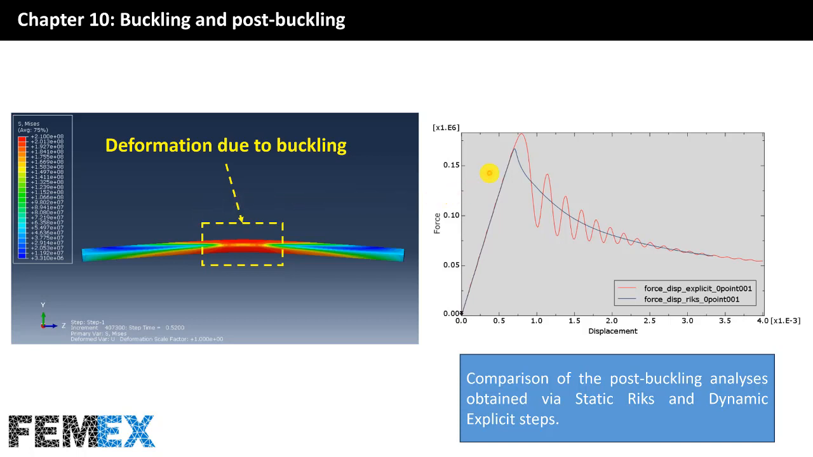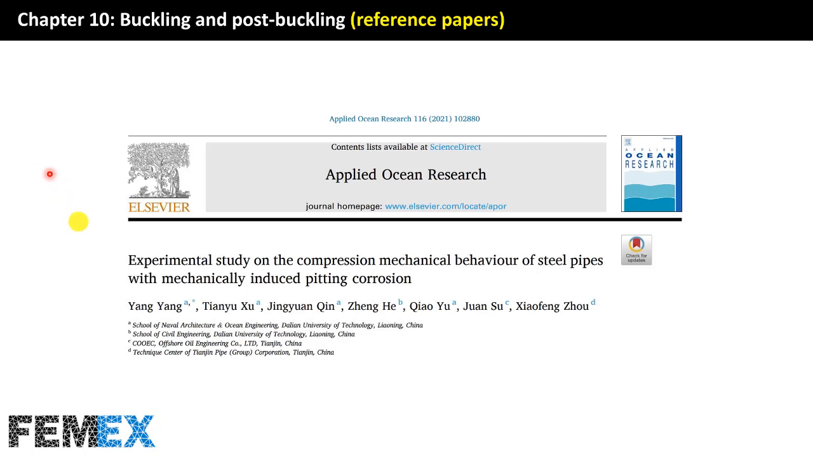And here you can see the comparison of the dynamic explicit and static Riks results. And to do the post-buckling simulations, I have defined imperfections according to the buckling modes. Here you can see the reference paper of this chapter. It's about experimental study on the compression mechanical behavior of steel pipes with mechanically induced pitting corrosion.